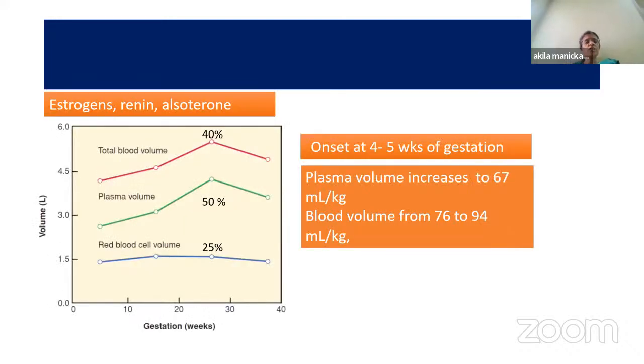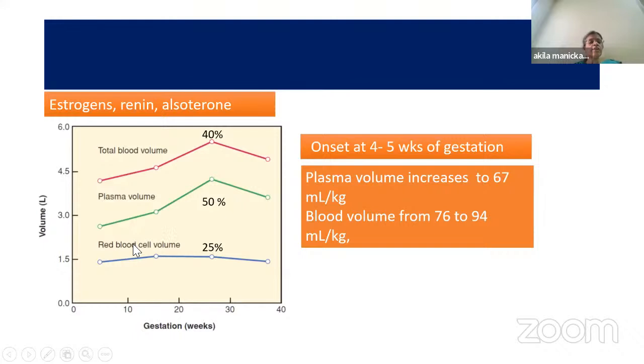When you look at the other changes which are happening, as I already told you, there is increase in level of the estrogens and the progesterone. The estrogens, what do they cause? Ultimately, they activate the renin-angiotensin mechanism, and also they stimulate the aldosterone. So both of these lead to intense sodium and water retention. So this sodium and water retention ultimately results in increase in the plasma volume. The increase in plasma volume, which occurs during the course of pregnancy, is roughly about 50%.